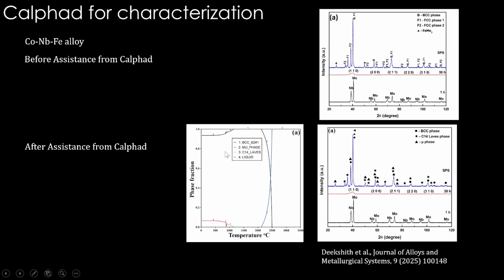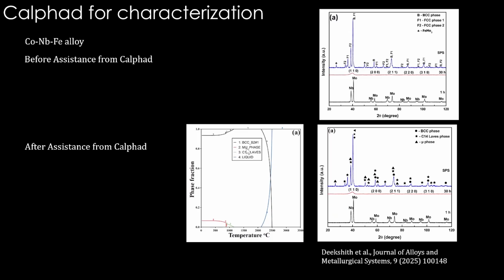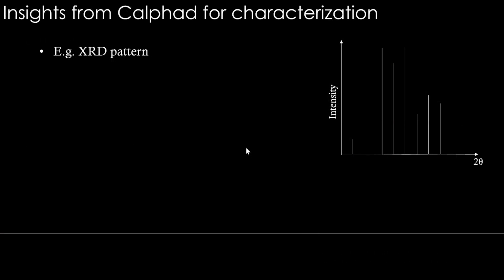But if we do not have this kind of phases coming, what if they are not even there? The entire system is studied for the first time. Even CALPHAD doesn't have the database. Then how to go about it? Let's see one example like that.